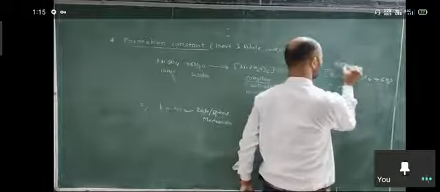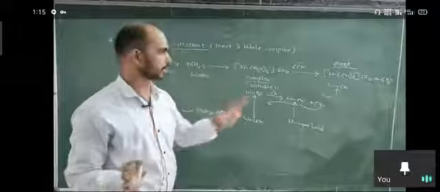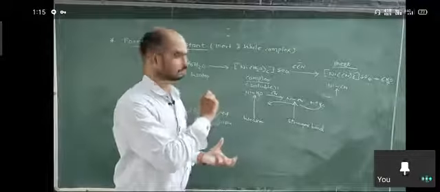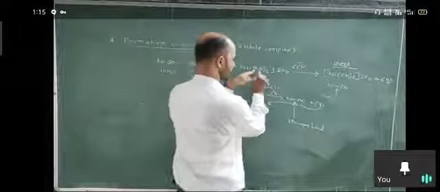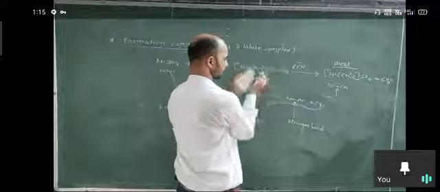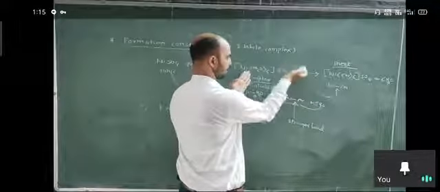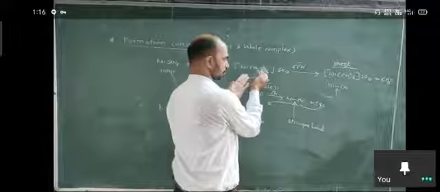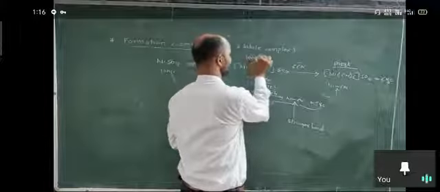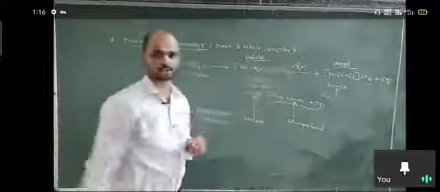It is inert in nature. They cannot easily exchange their ligand with another ligand. So here what happened? Water is exchanged by CN. Both are ligands. Water is a ligand, CN is a ligand. But the CN ligand replaces the H2O. So that's why here is the labile complex. Here is the labile complex.